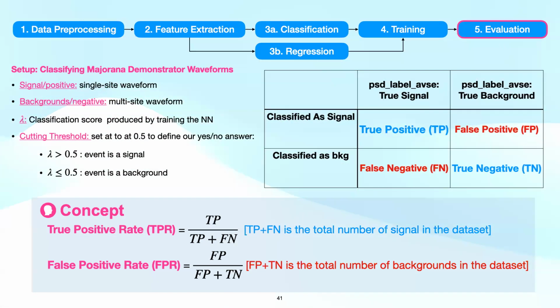And false positive rate is false positive divided by false positive plus true negative. So similarly, FP plus TN is the second column, which is the total number of true background events in my data set. So I can obtain it by just looking at the PSD label that comes with my data set.